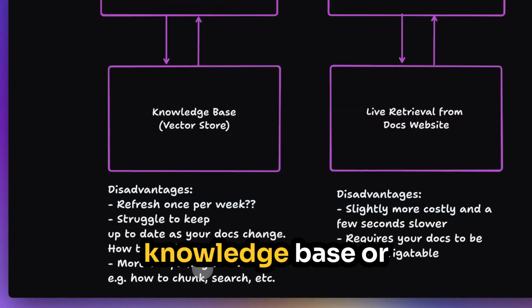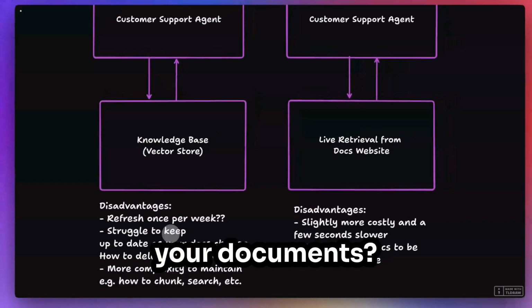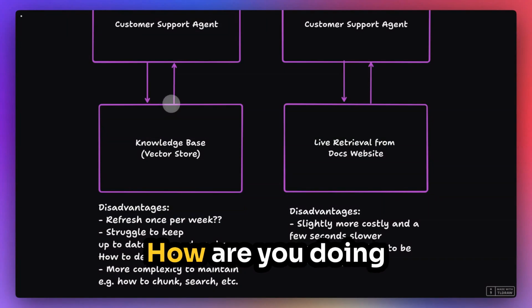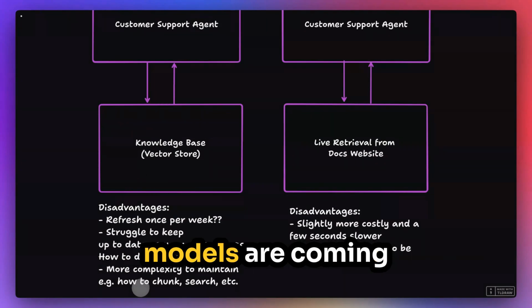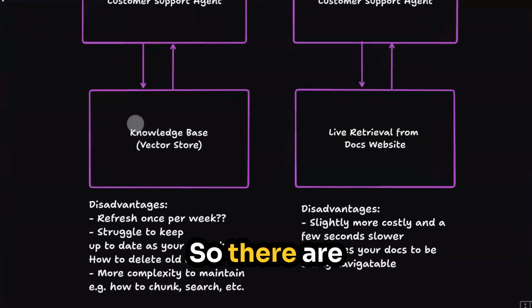And then depending on what tool you're using, there's also a lot of complexity, right? With a knowledge base or a vector store, how are you chunking your documents, right? How are you searching them? How are you doing all of that stuff? And new embedding models are coming out all the time, all that sort of stuff. So there are downsides to this.